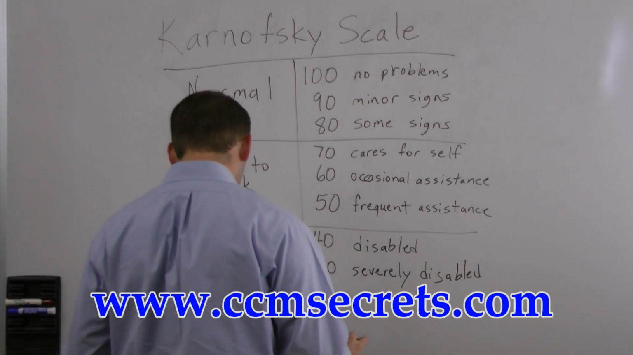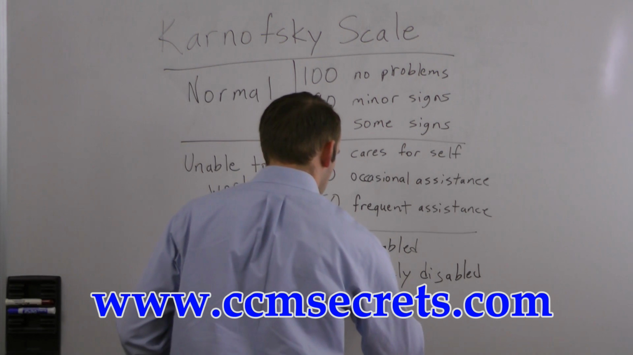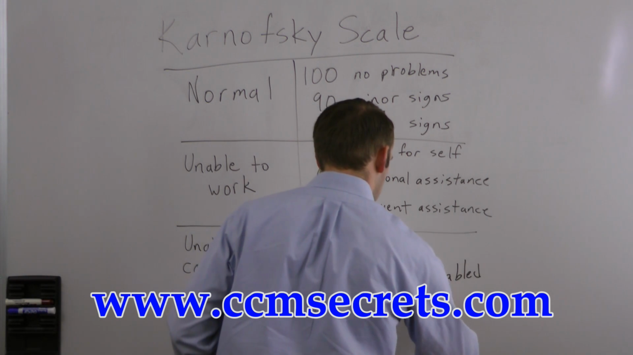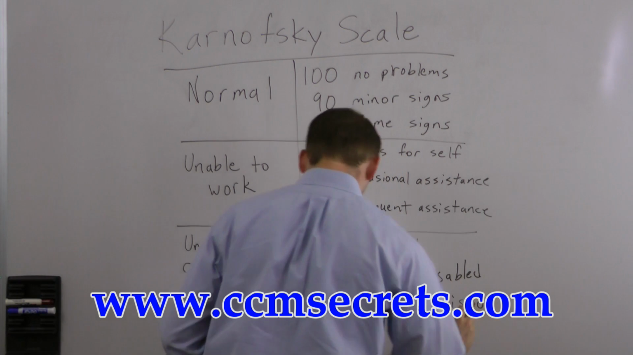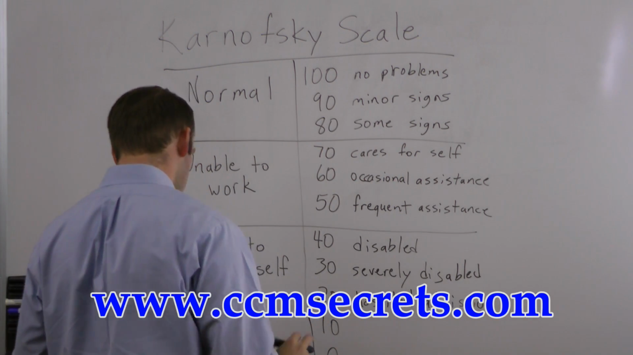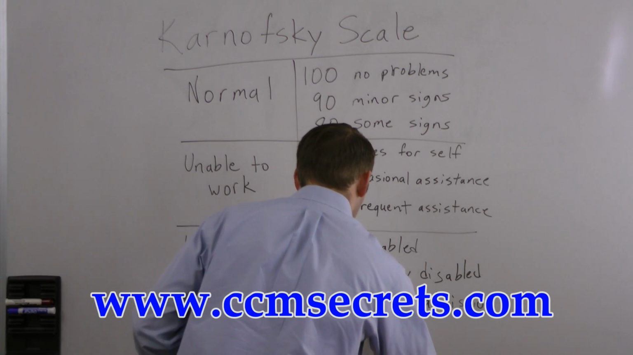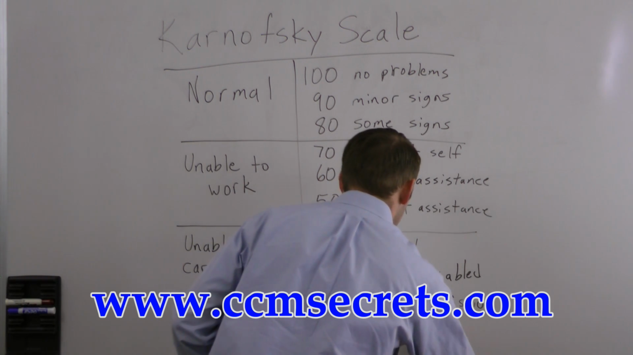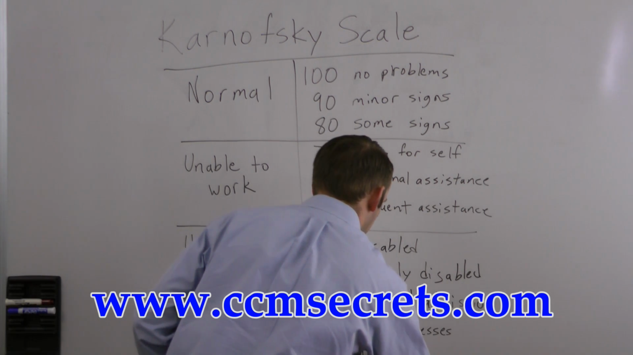20 would be very sick. Hospital admission is required. So this is where we get into the hospital. And at this level, we're still in a hospital, but fatal processes, death is approaching, and a 0 is going to be death.